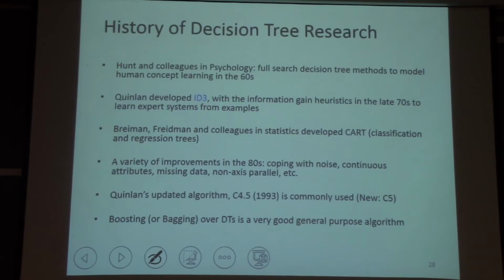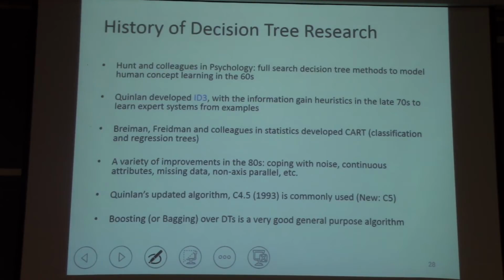In the 90s, I think Quinlan updated this algorithm to get C4.5 and then C5 and so on. And these days, I think if you go to Weka, which is a software package that does machine learning, you probably can just get C5 out of the box. But of course, you won't be doing that because you might end up writing your own.